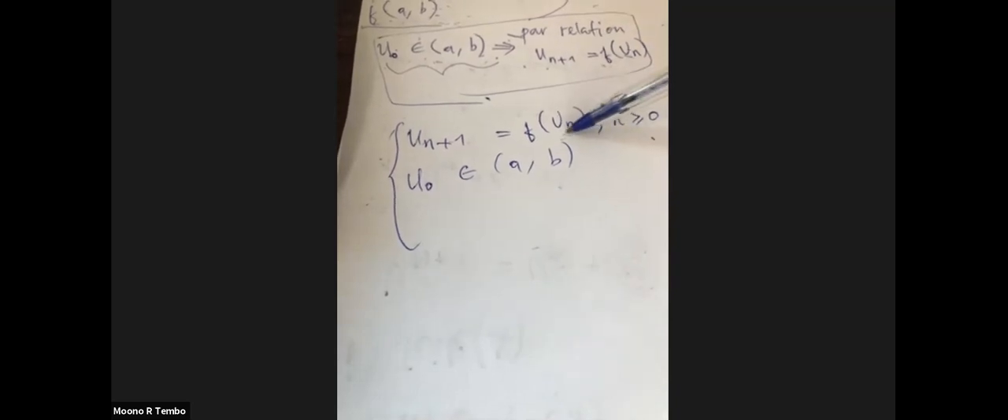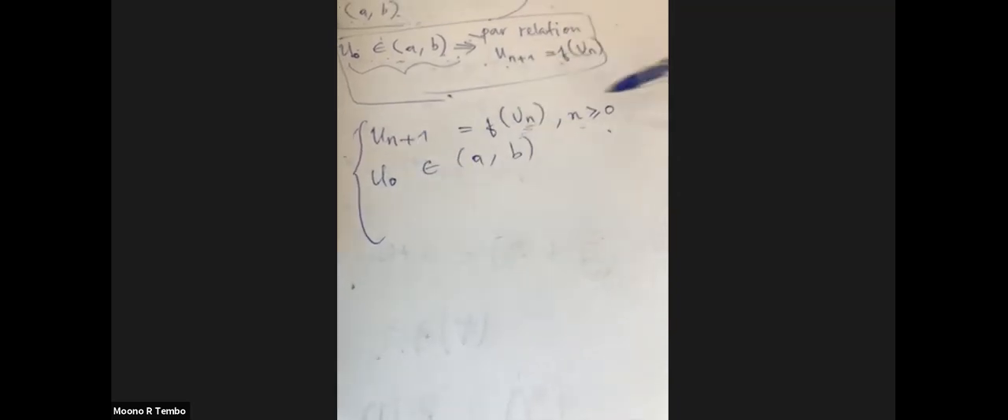Then you define this U_n, you define the n is going to be greater or equal to 0. And this is for this first part here. And then for the other part, you write your domain, your suite domain is going to be a member of A and B.